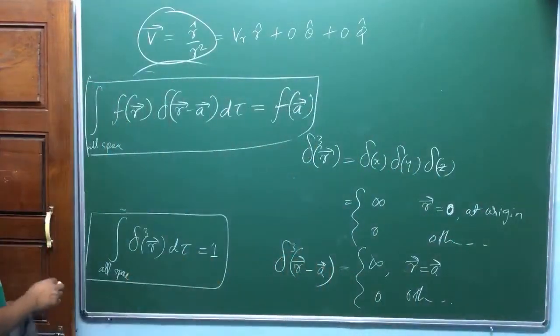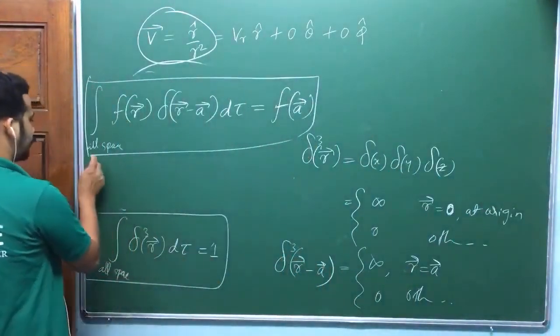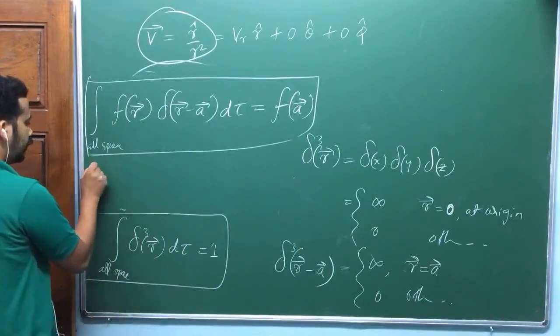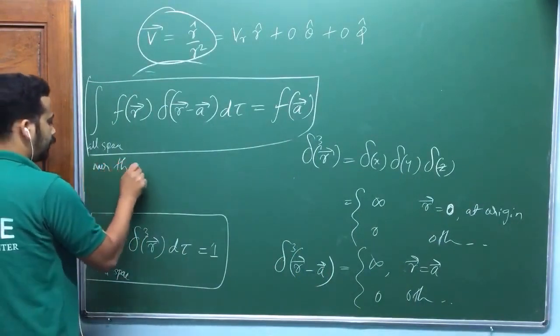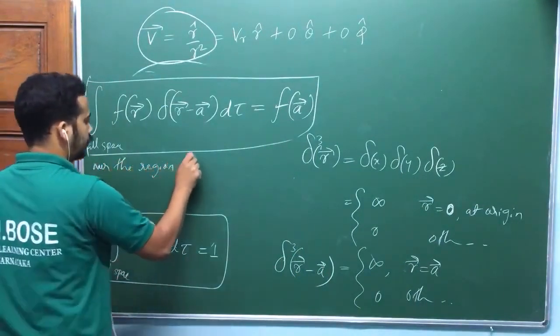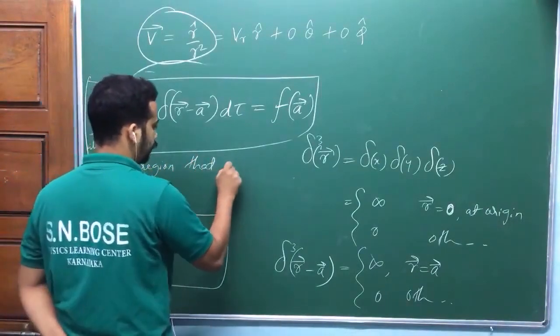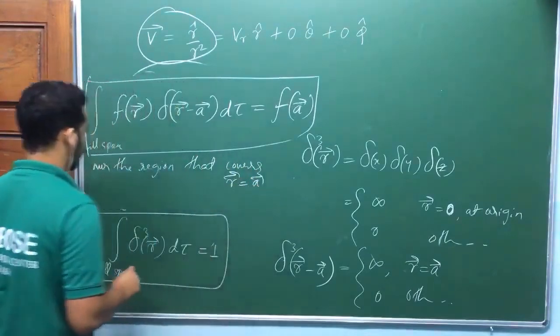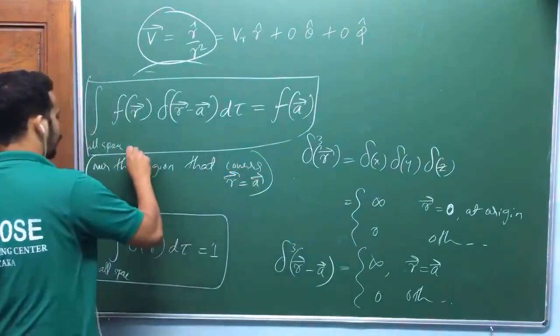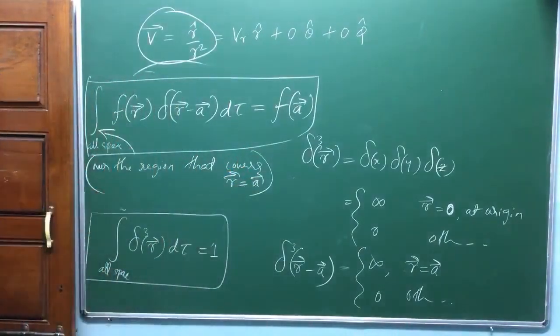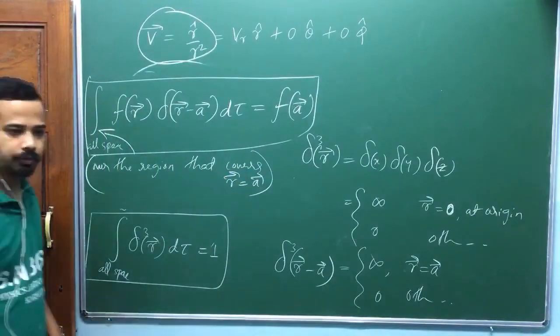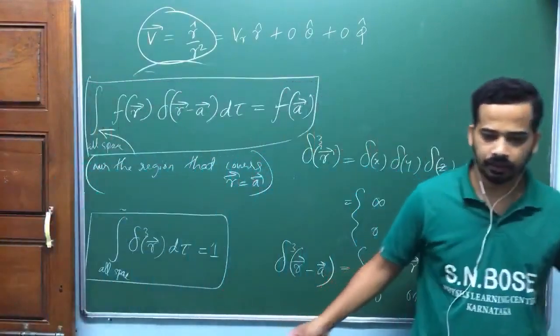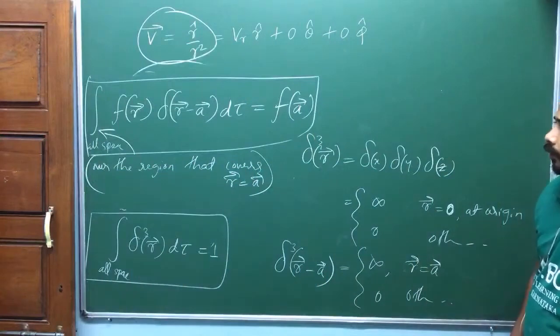Is that okay? Integral over all space, or you can write it like this: integral over the region that covers r equal to a point. So just remember this: the integral over the region that covers the point r equal to a. It need not be an integral over all space.